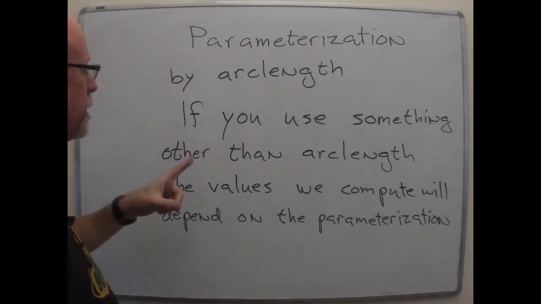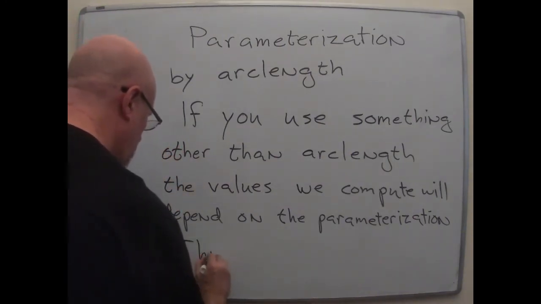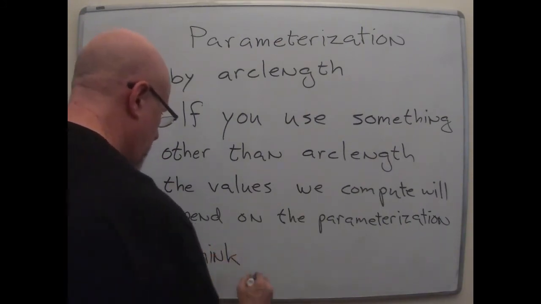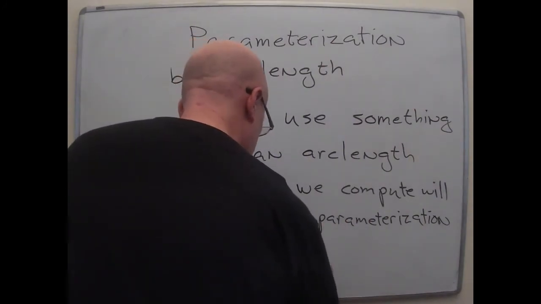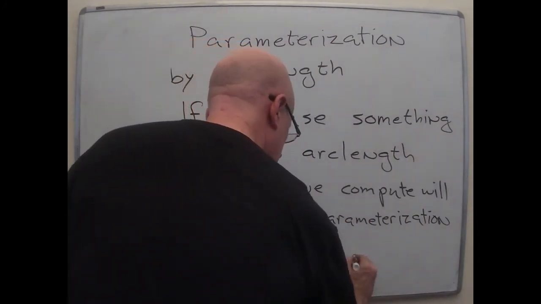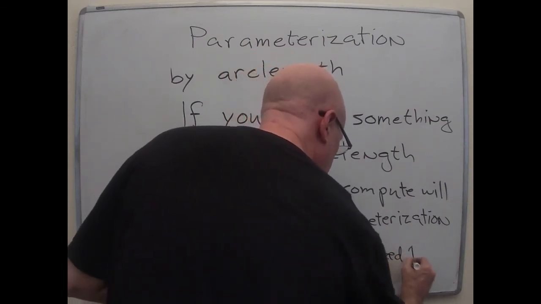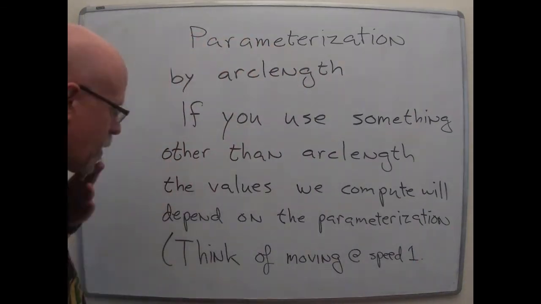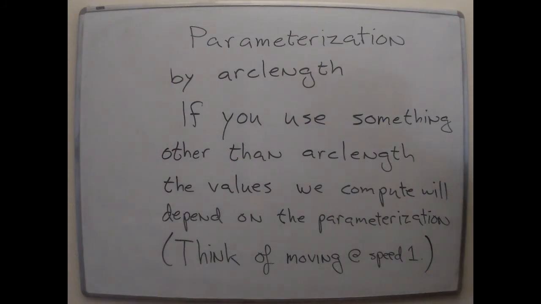One way to think about this, if you're moving along the curve and you still want to think about it in terms of time, think of moving at unit speed. Depending on what you're using for units, unit speed can be very, very different things, but nevertheless, think of moving at unit speed, and you'll be doing the same thing as doing an arc length parameterization.